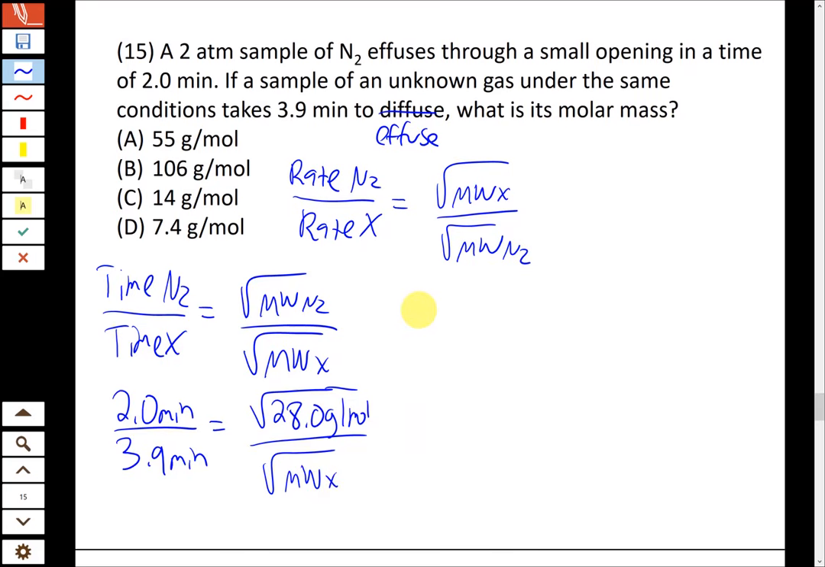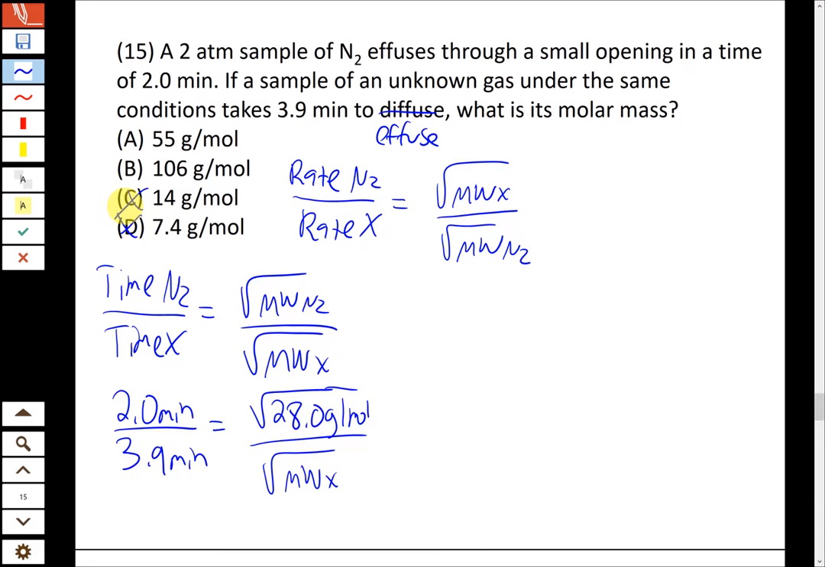Before we even do it numerically though, before we even solve this, we can think about if this gas takes longer to effuse, that means it's moving slower, that means it's heavier. So we should get a number that's bigger than 28. So we can immediately cross off those answer choices, and if we got one of those numbers, that would probably mean that we set up our equation wrong. Because if it takes longer for something to leak, that means it's moving slower, that means it's heavier.